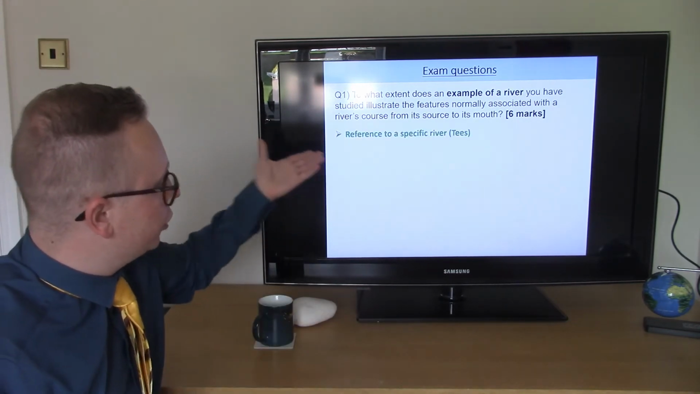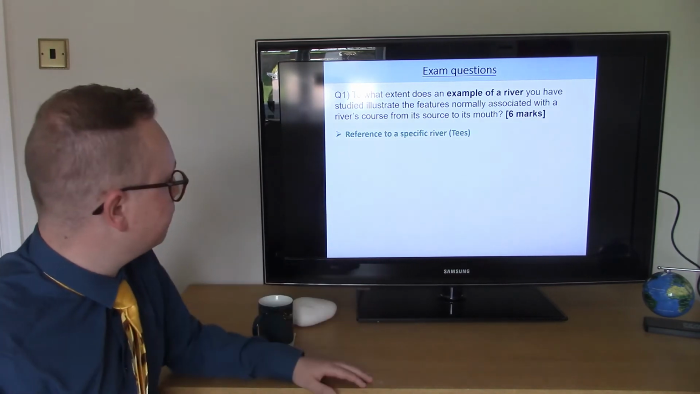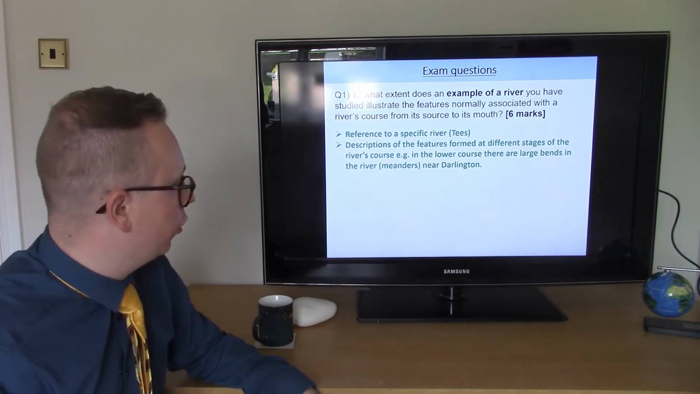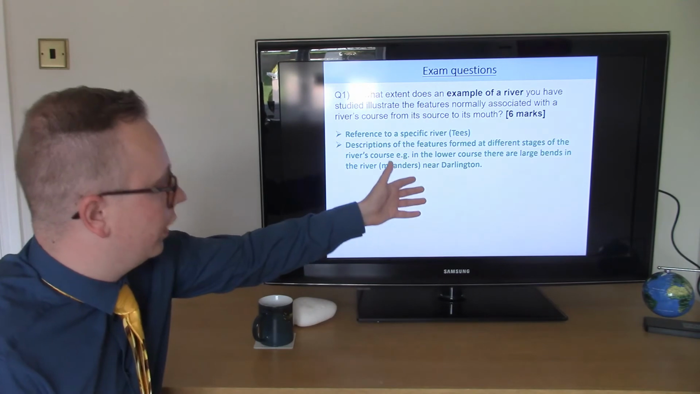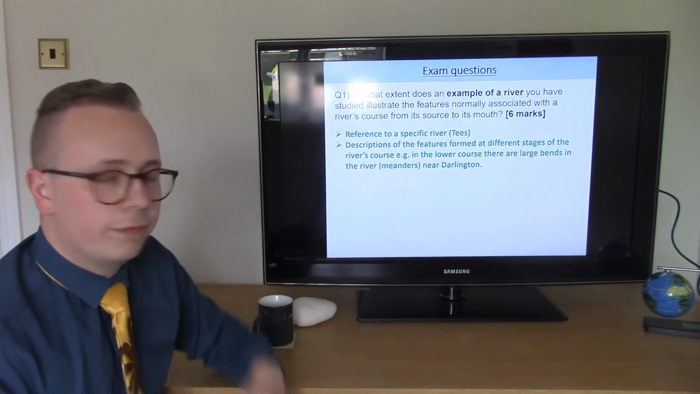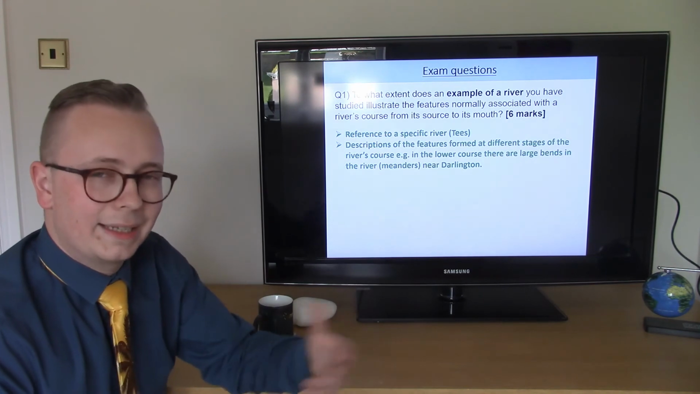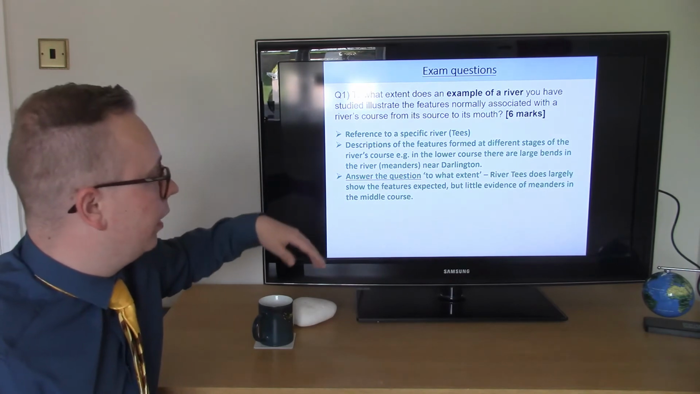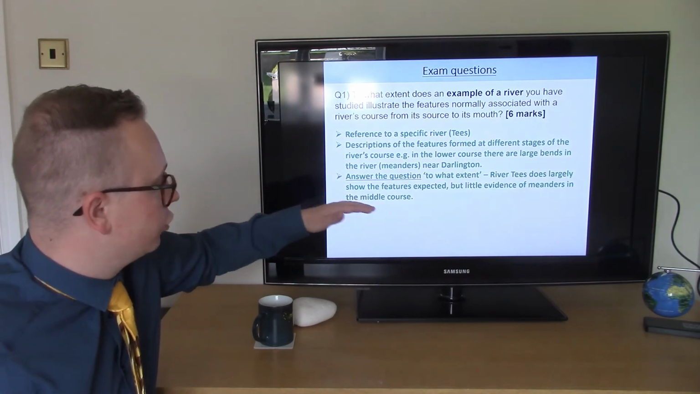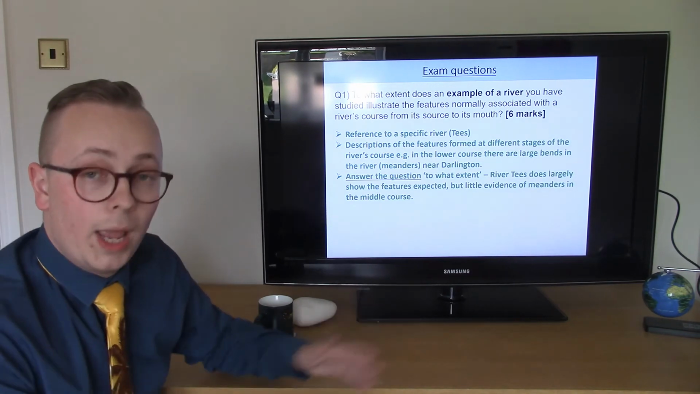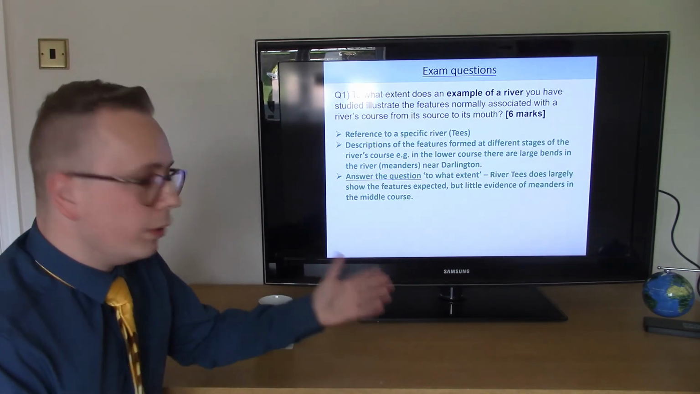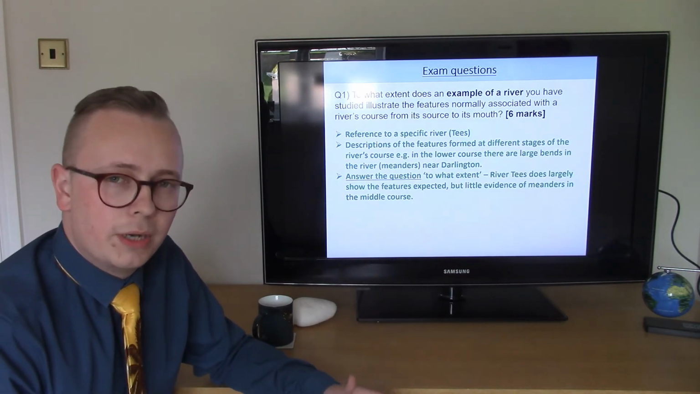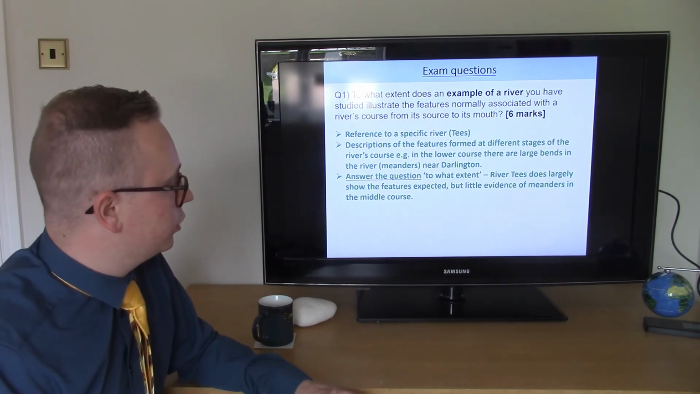So we need to obviously refer to our specific river, and ours is the Tees. We then need to have some clear description of the different features at different stages of the river's course. So for example, we can say in the lower course there are large bends in the river, we know as meanders, and those are found near Darlington. So referring to specific places and characteristics. Of course, it is a to what extent question, so we do need to answer that. And we can finish off by saying that the River Tees does largely show those features expected and where we'd expect to find them. One thing we don't really see much of on the River Tees is many meanders in the middle course, which meanders are a middle course feature, but they're not as present on the River Tees. So that sort of helps us out with our to what extent.